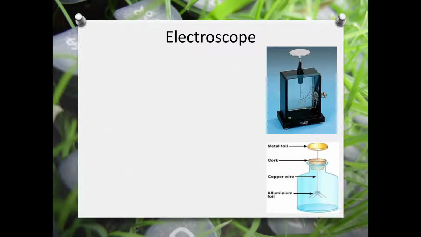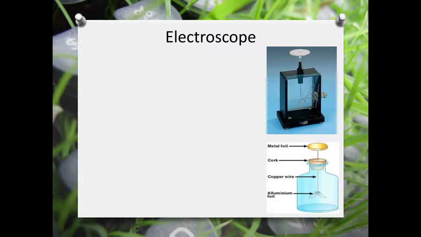Okay, technically even gold is a very good conductor of electricity, but you know how expensive gold is, so they can't use wires made of gold. Okay, so copper is used. Now the copper wire will be used to transfer those charges from where? From the metal foil which you can see on the figure. Okay, from the metal foil to the copper wire, and it is reaching the aluminum foil.